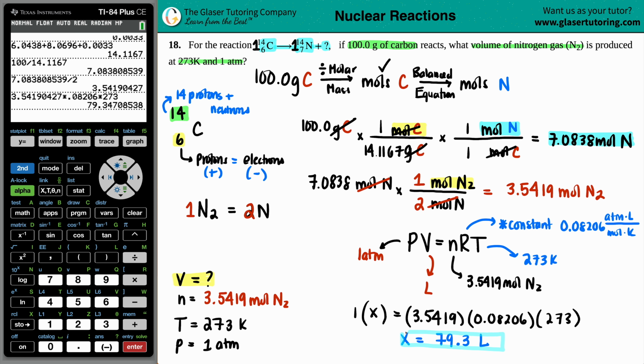Wowsies. I hope this helped. So for 100 grams, you need a large container. But that makes sense. I mean, nuclear and unstable reactions would require a big vessel to carry because they're going to produce a lot of energy. So the numbers make sense. 100 grams for 79 liters. Okay, I'll take it.